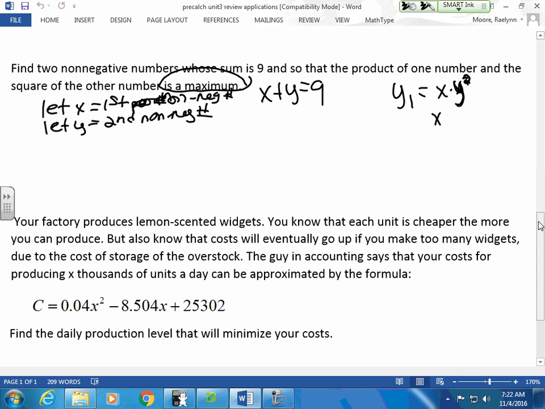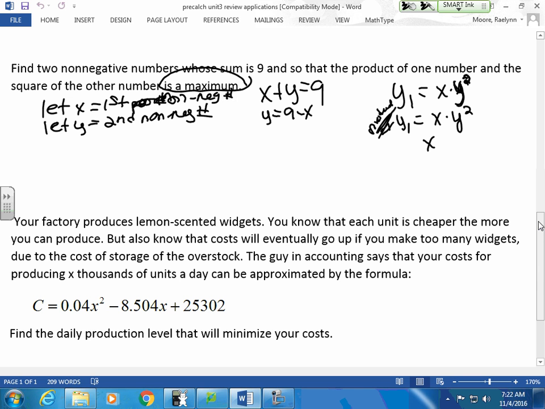Yeah, that's why I switched it to X squared and it made maximum. You switched it to X squared? And it has just an arbitrary number. Okay, well let's try this and then we can always switch it around if we have to. Now, when I put this in my Y1, this is going to be my product. My Y1 is my product. I got to get rid of this Y. So I come back here and I solve for Y.